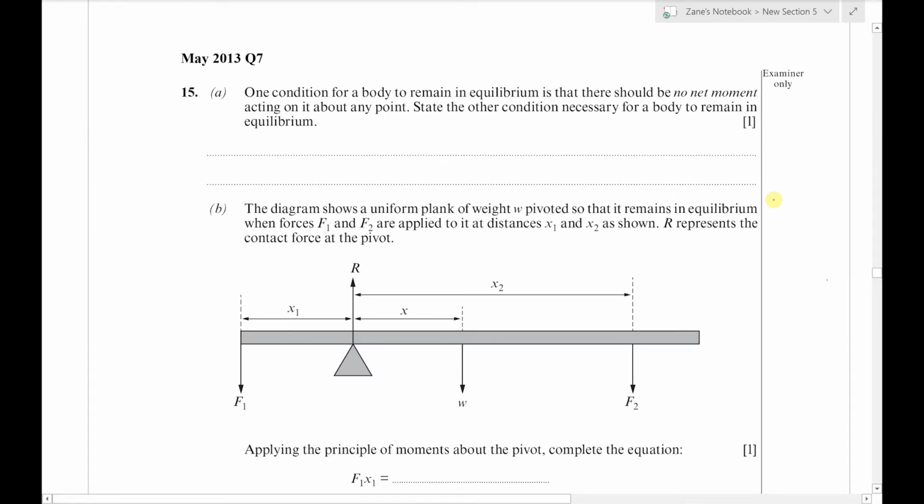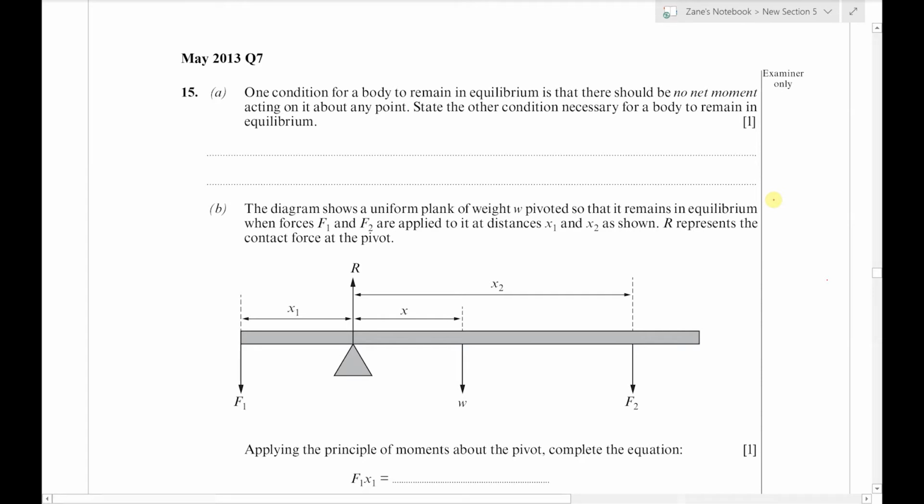Welcome to another WJEC A-level physics question. This is from Unit 1 of May 2013, and it was question 7 on the paper, and it's a question about moments and equilibrium. This question starts by telling us that one condition for a body to remain in equilibrium is that there should be no net moment acting on it about any point.